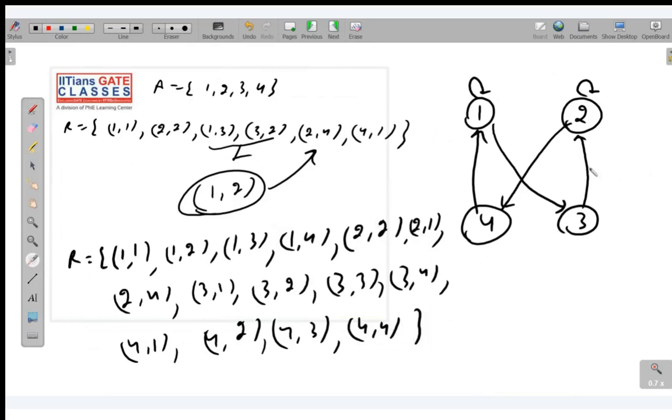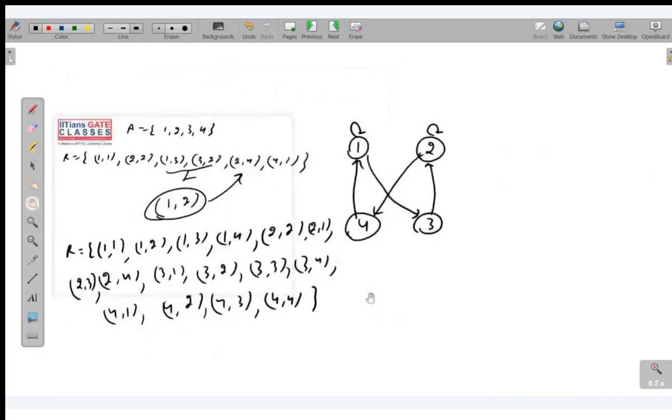Only 2 to 3 was missing. But 2 to 3 is also there. See this: 2 to 4, 4 to 1, 1 to 3. So 2 to 3 is also there. So we have to add (2,3) also. Everything is added finally, and this thing we cannot find from the relation directly. It will be next to impossible for us. So this is the very beautiful shortcut which we should remember to find the transitive closure.